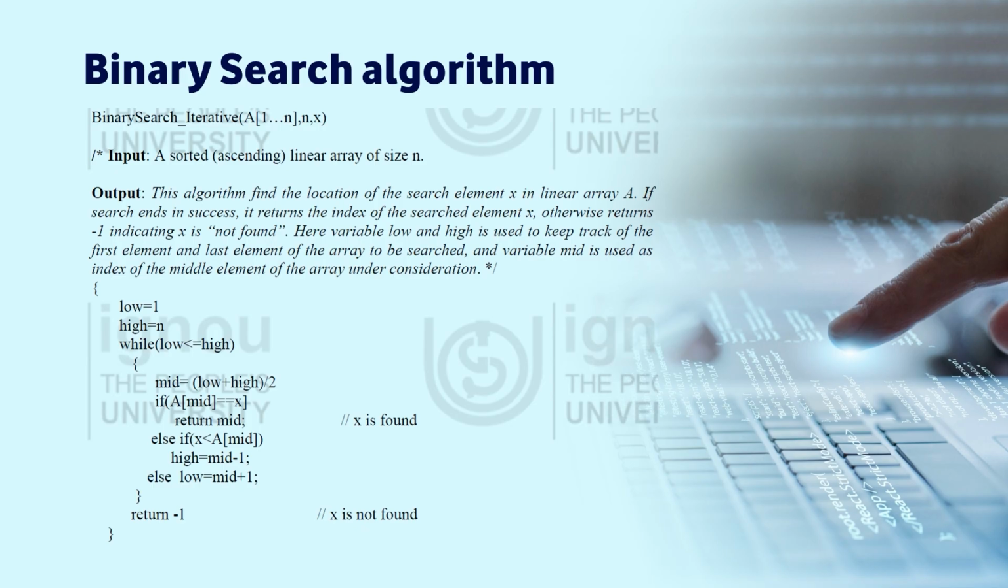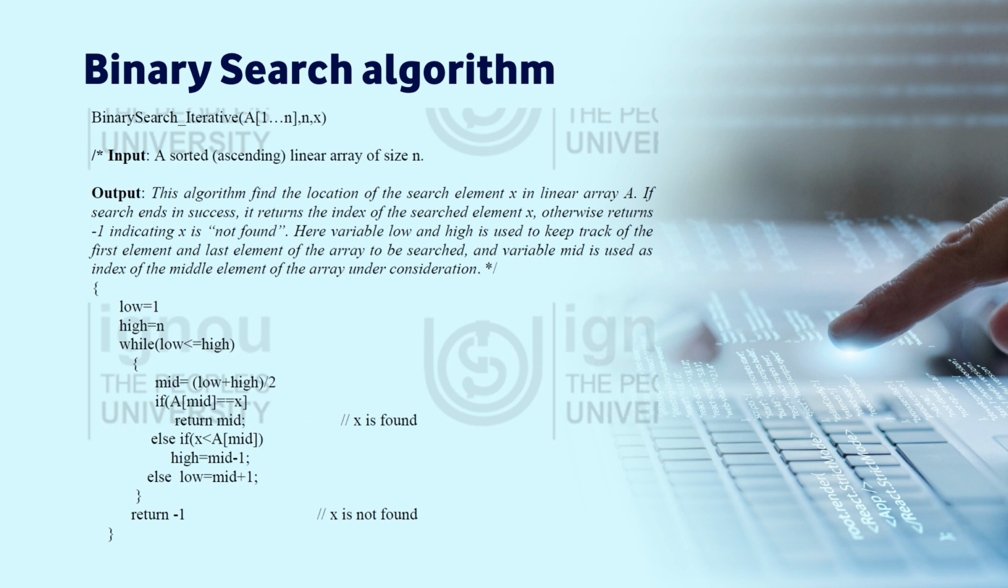Firstly, there are two variables that have to be set: first is low and second is high. Set the low variable as 1, because in an array the lowest index will be 1, and the highest index will depend upon the number of elements. So if there are 14 elements, high will be set as 14. If there are 10 elements, high will be set as 10. While low is less than or equal to high, you have to perform these steps.